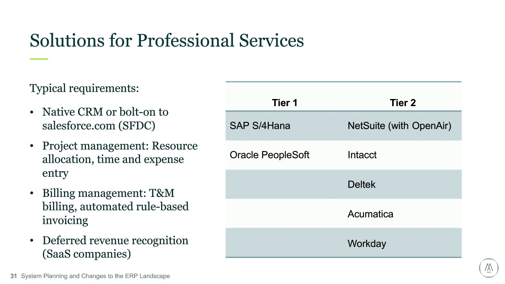The Tier 1 shortlist could include SAP S/4HANA or Oracle PeopleSoft. And for Tier 2, NetSuite, with its service resource planning and OpenAir and project management and billing capability, is a regular feature on our shortlist. Intacct features prominently as well because of its billing management, as does a system called Deltek, which has a PS and project focus, and we see it quite frequently when we're evaluating systems for professional services type of business.